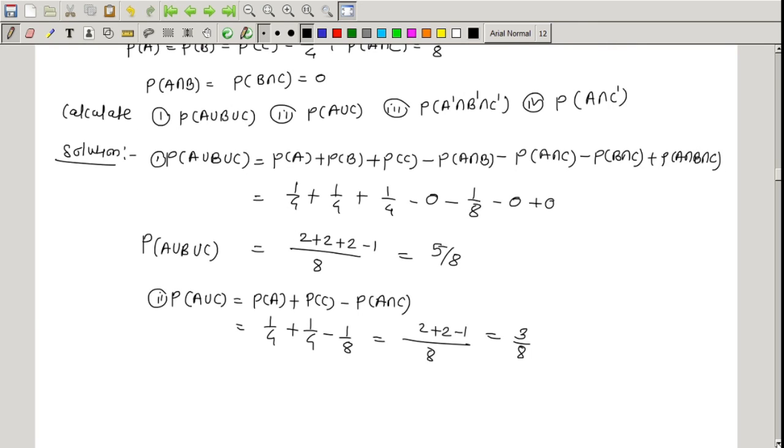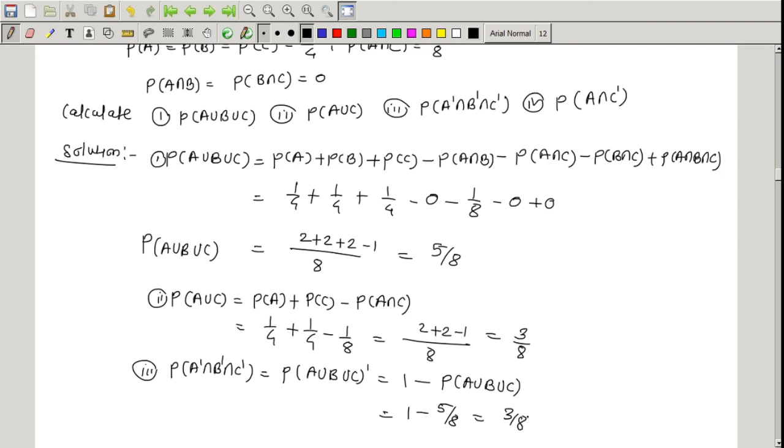Then to get the value of third term, that is P of A dash intersection B dash intersection C dash, by De Morgan's law, you can write this as P of A union B union C whole complement. So which is equal to 1 minus P of A union B union C by theorem number 1. So which is equal to 1 minus 5 by 8. So answer is 3 by 8.